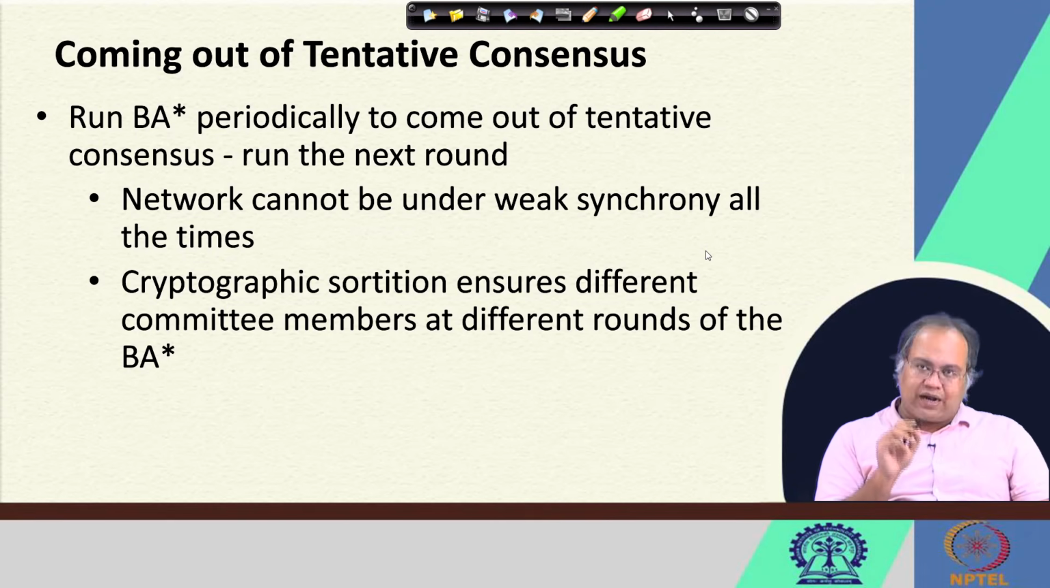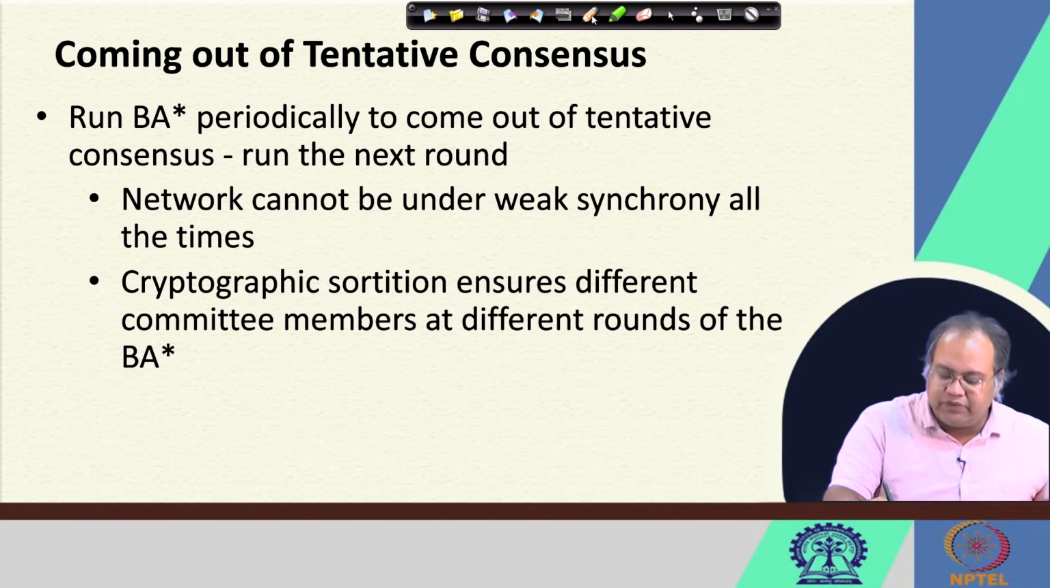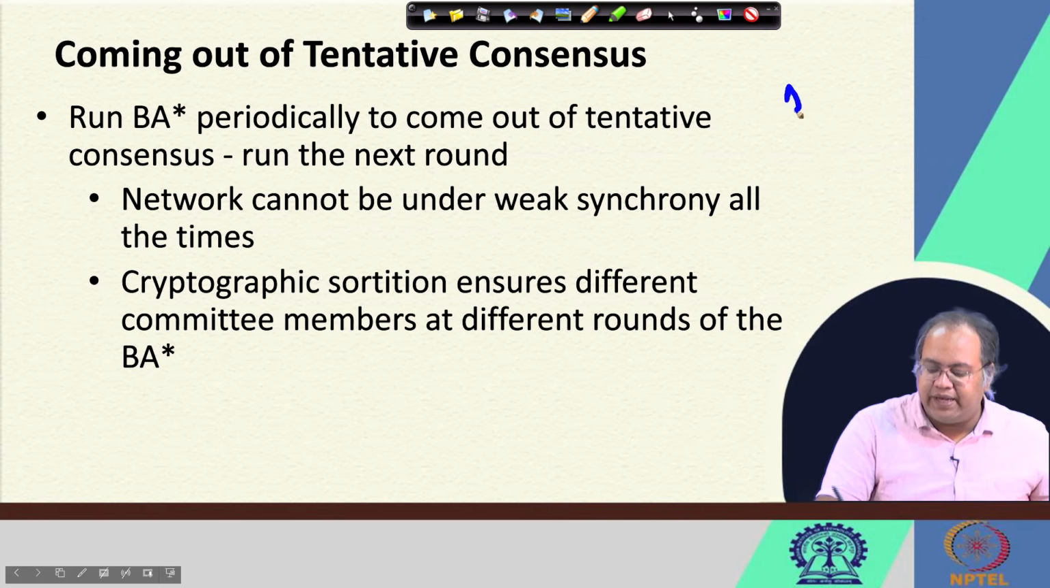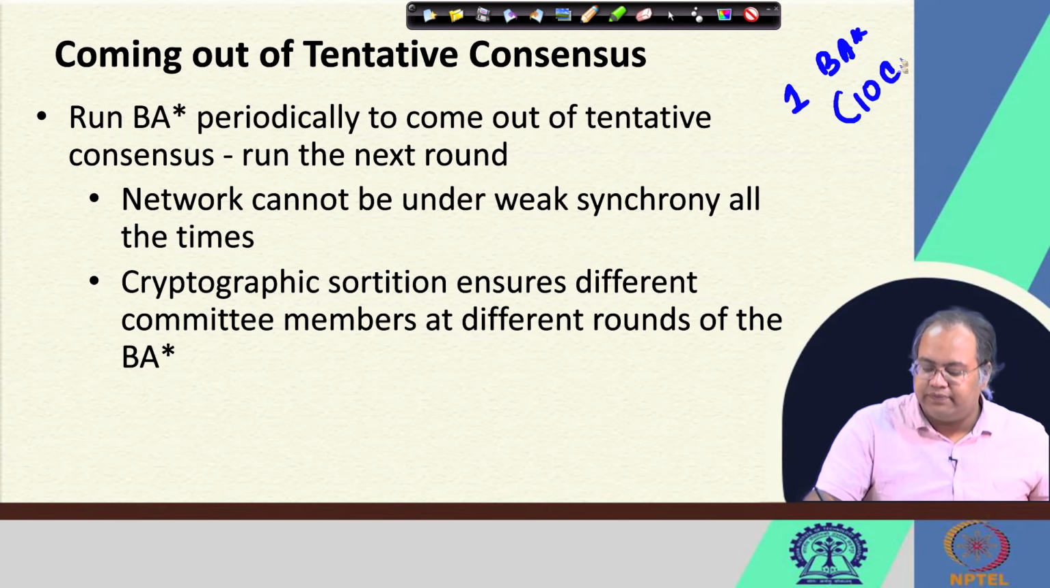To come out of that tentative consensus, you run Byzantine agreement periodically. As I mentioned, the network cannot be under weak synchrony all the time, and cryptographic sortition ensures that different committee members will be selected at different rounds of B star. So, assume that you are at round 1 of B star. At round 1 of B star, you are selecting, say, 10 committee members.